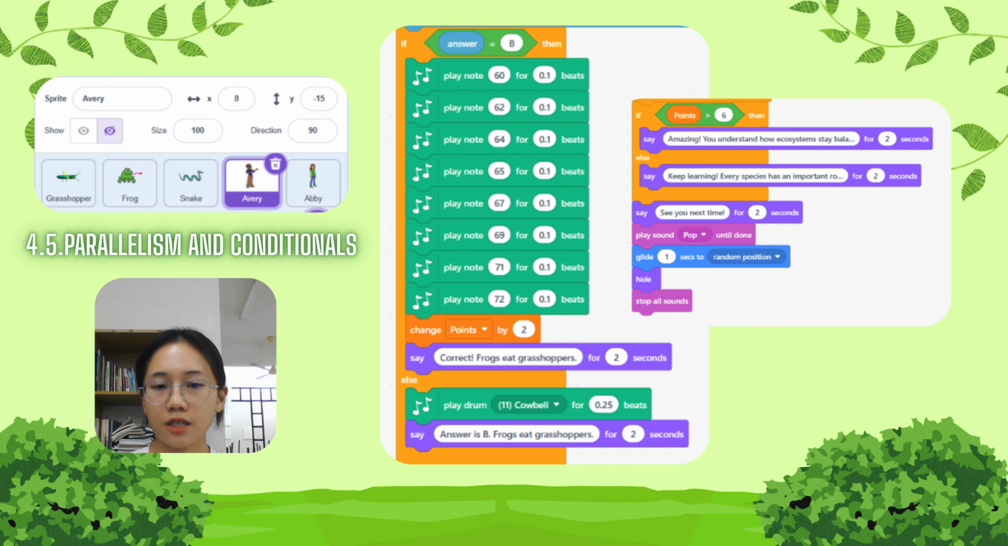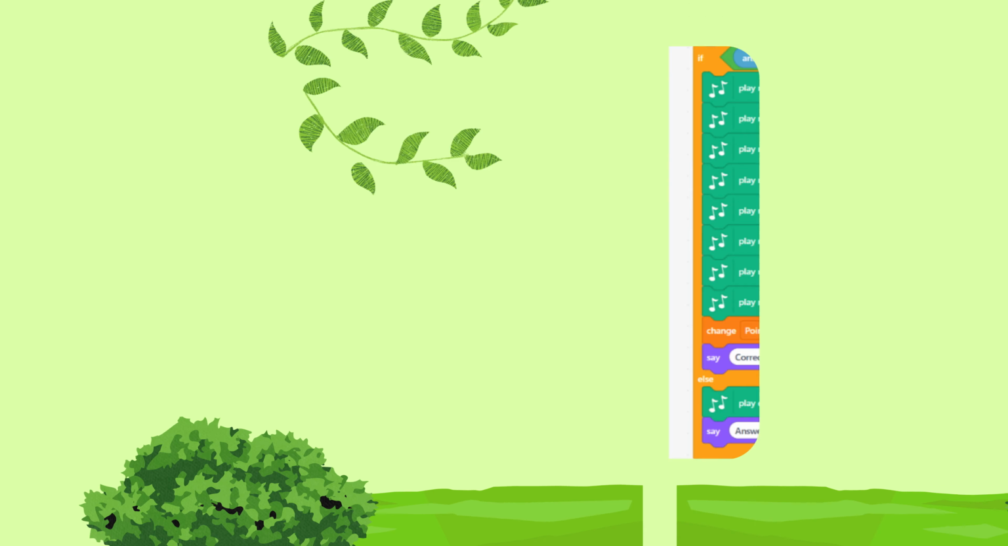Next one is conditional. Conditionals allow the program to make decisions. In the quiz session, the program checks whether the student's answer is correct. If the answer is correct, the score will increase and positive feedback is shown. Otherwise, the program displays an incorrect message and continues to the next question. This makes the quiz interactive rather than simply displaying information.